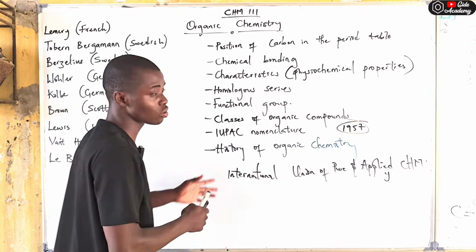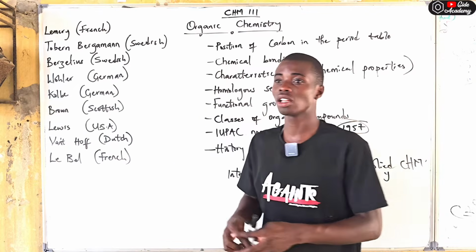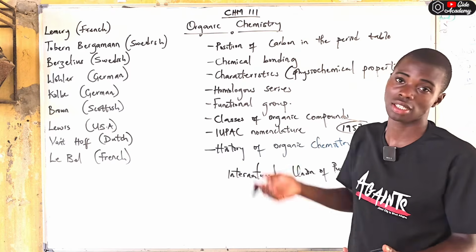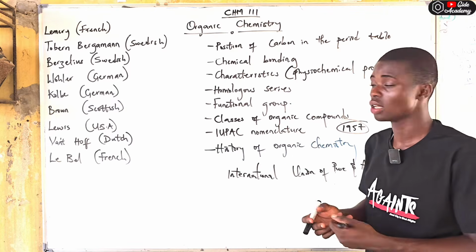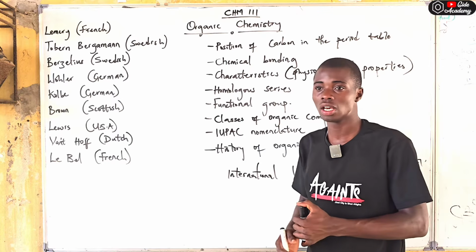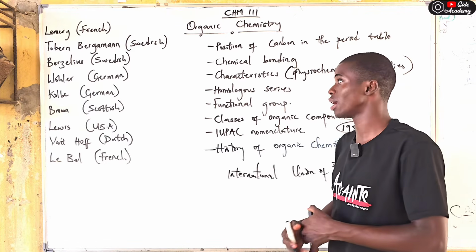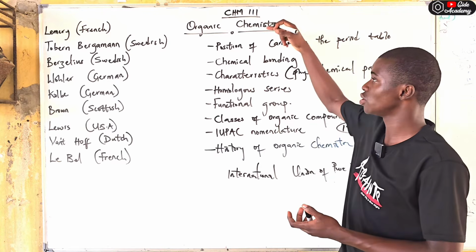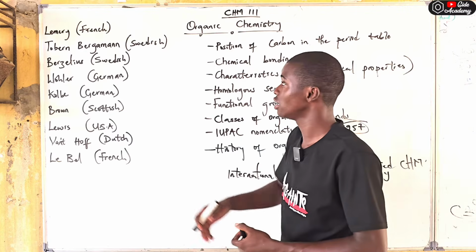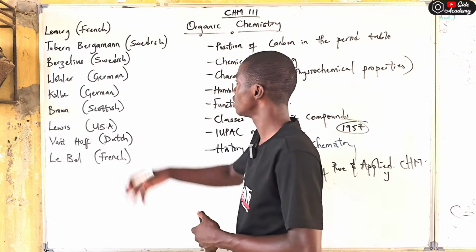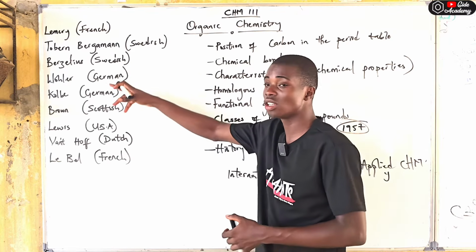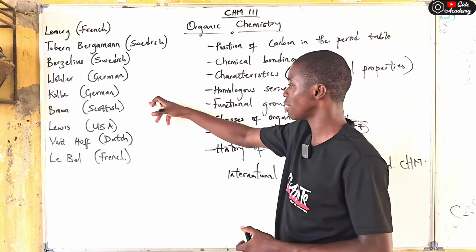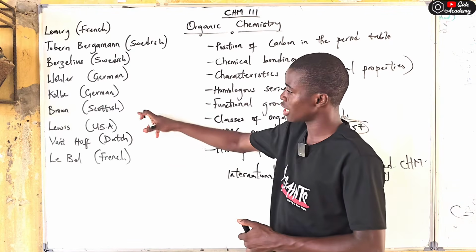But first of all, let's talk about those that contributed to organic chemistry. A lot of scientists from different countries in the world contributed. The position of carbon, how carbon reacts, the reactivity, even the definition of organic chemistry was contributed by a lot of scientists. The first person that talked about organic chemistry is Lemery, who is a French chemist. Then after him, we have Torbjörn Bergman, a Swedish chemist. We have Berzelius, a Swedish chemist as well. We have Wohler, a German chemist. We have Kolbe, a German chemist. We have Brown, a Scottish chemist.